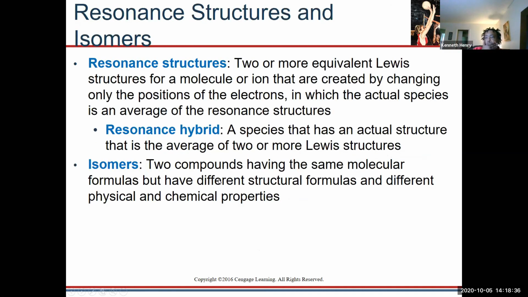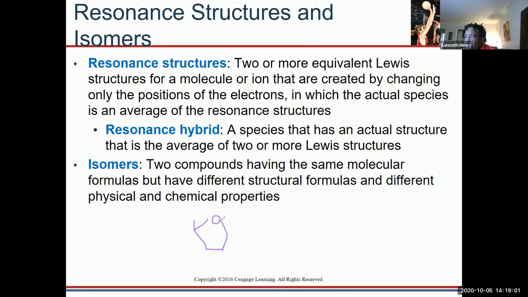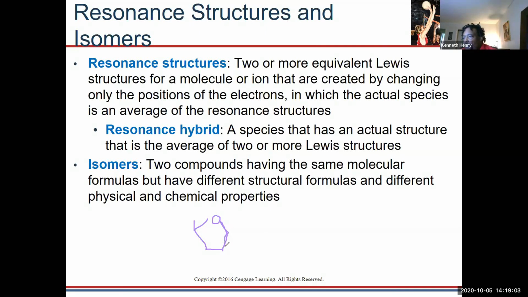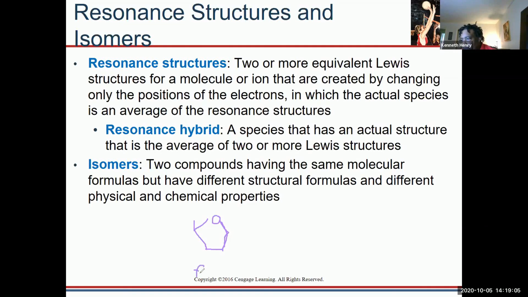Okay, resonance structures. So let me tell you about isomers first, and then I'll tell you about resonance structures. So an isomer is a chemical that has the same chemical formula. So this is the stick structure for fructose, though I haven't finished drawing it.